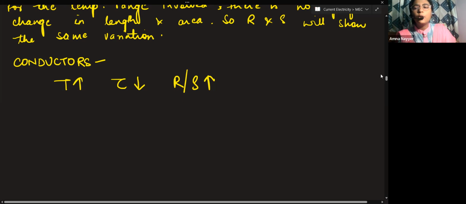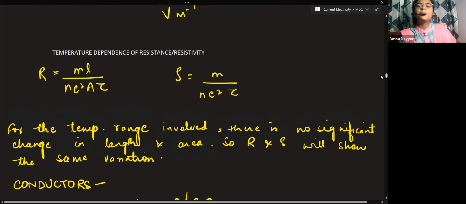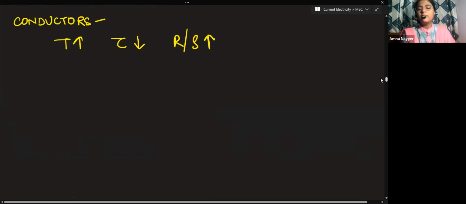One more thing, in the formula you can see it is also inversely proportional to number density. N is coming in both of them. The reason that we are not considering N is that whenever temperature increases, N remains constant. Number density is almost constant. So on increasing the temperature, resistance and resistivity only increase.